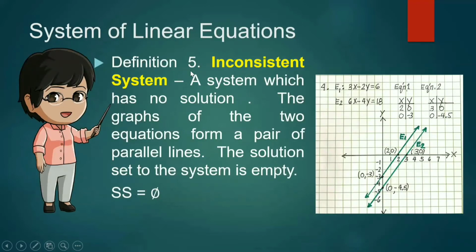Definition 5. Inconsistent system. A system which has no solution. The graphs of the two equations form a pair of parallel lines. The solution set to the system is empty. So this is an example of an inconsistent system.